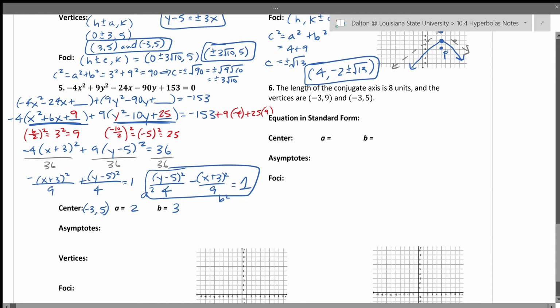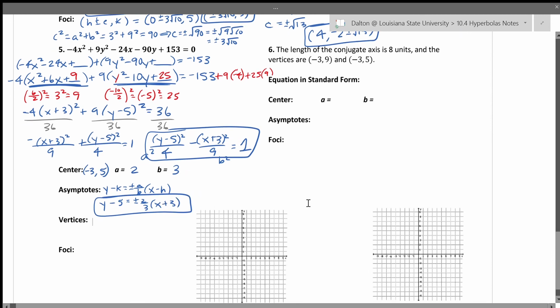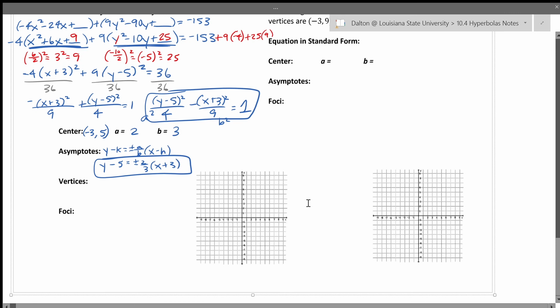To get the asymptotes, we're going to do y minus k equals plus or minus a over b times x minus h, which means it'll be y minus k, which is 5, equals plus or minus a over b, which will be 2/3, times x plus 3. So let's go ahead and start graphing this. The center point's at negative 3, 5. So 3 to the left and then 5 up.